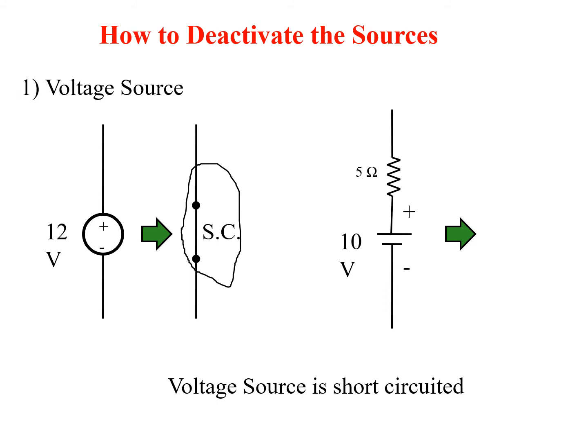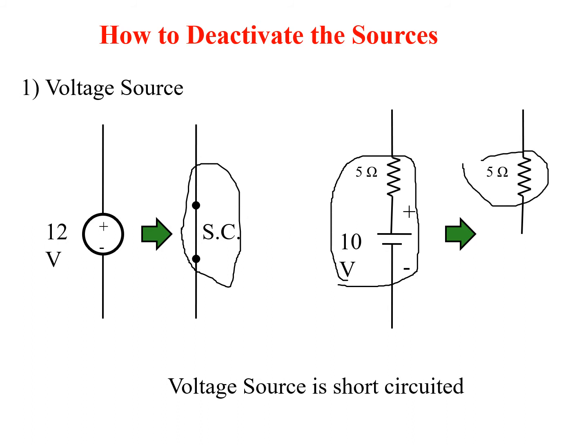Now here I will consider the practical voltage source, where 10 volt is its source and 5 ohm is its internal resistance, right? So how will we replace that? The resistance will remain as it is, and the voltage source is replaced by a short circuit. In this way we can deactivate the voltage source just by simply putting a short circuit.